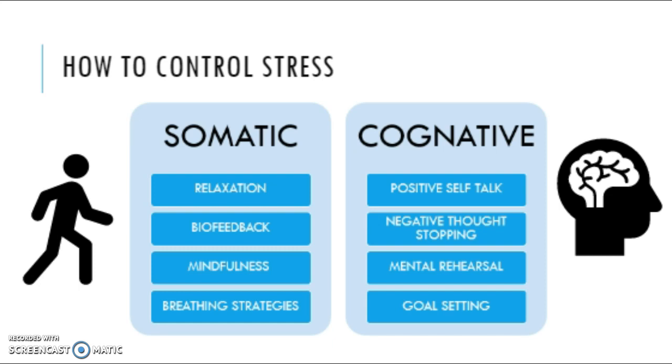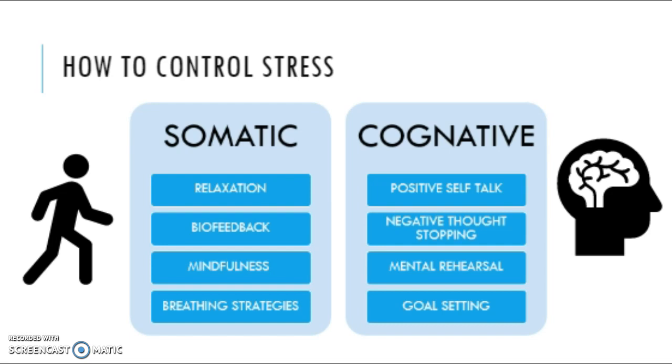Relaxation. A somatic method of controlling stress is relaxation. This could be sleep, or going on holiday. It can take you away from the stress and allow your body to return to a normal state. Another example is biofeedback, which is where electrical sensors help you receive information about your body. You can monitor what your body is doing until it returns to a normal state.